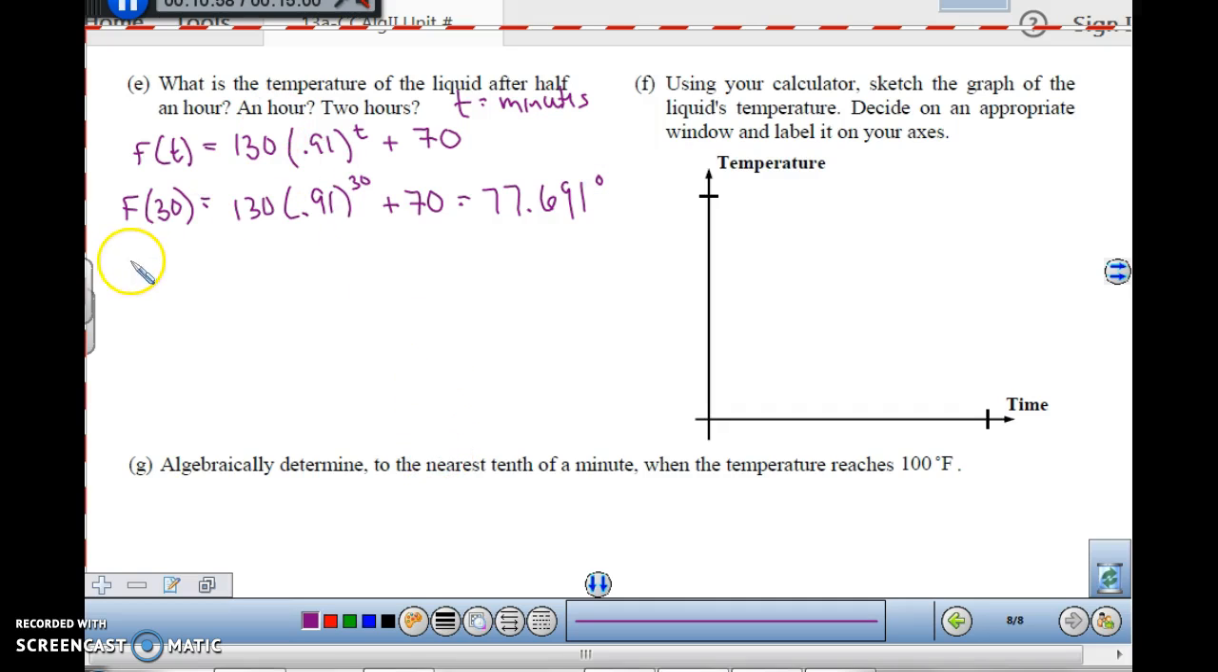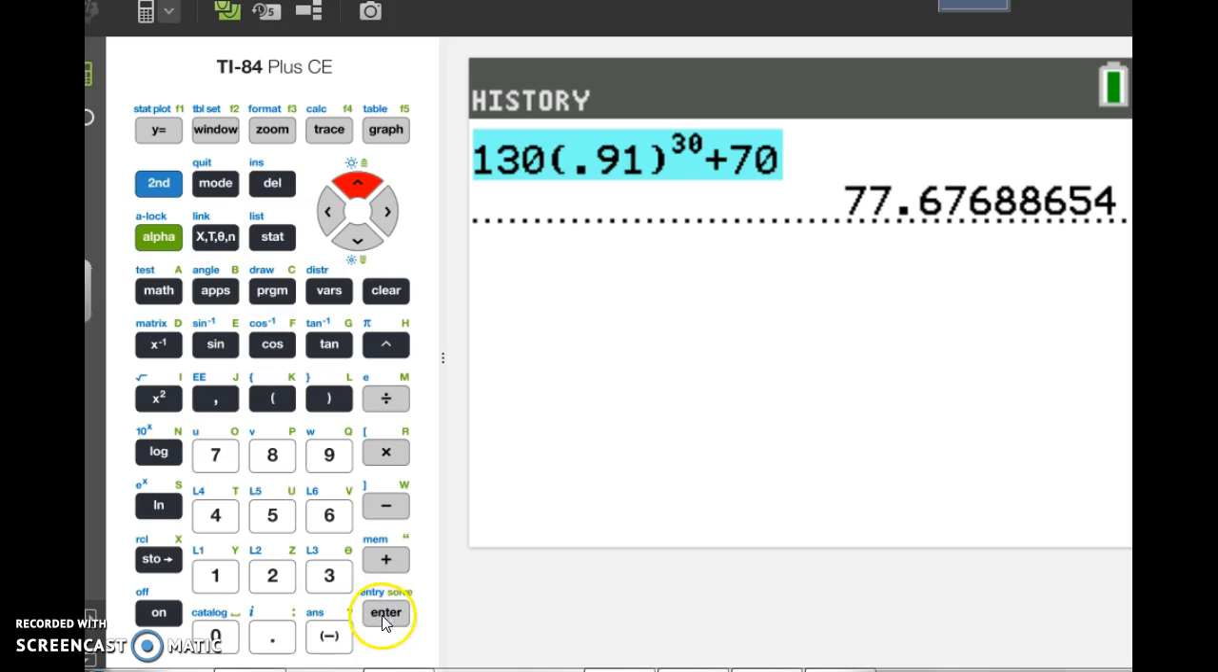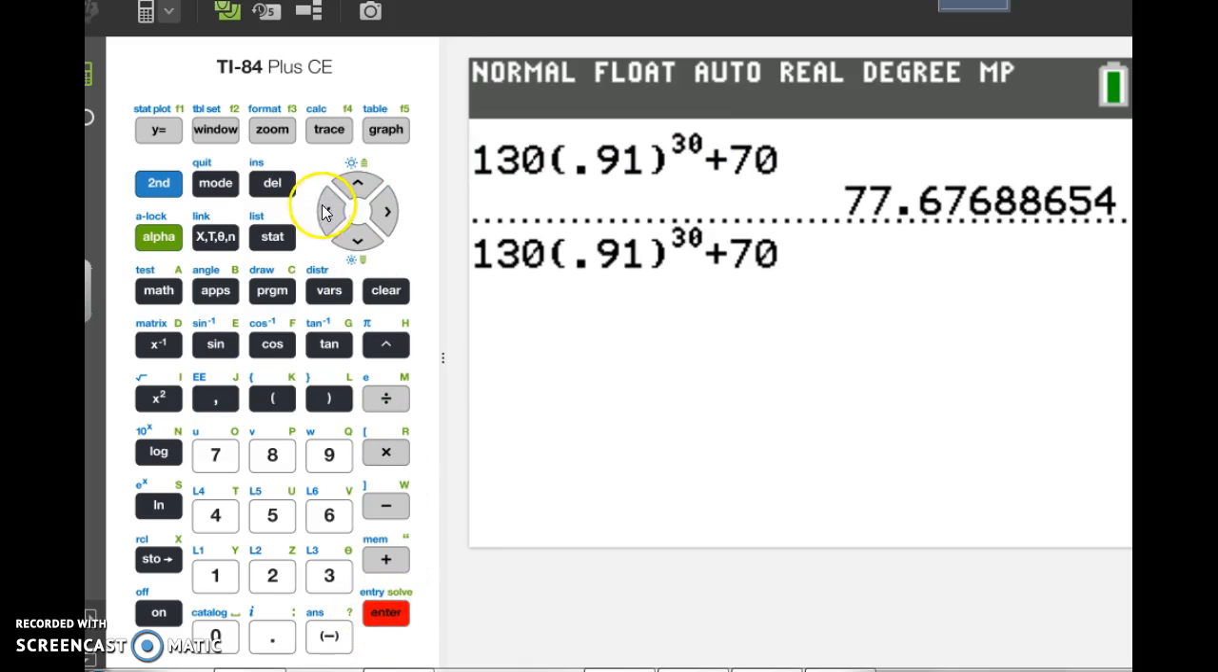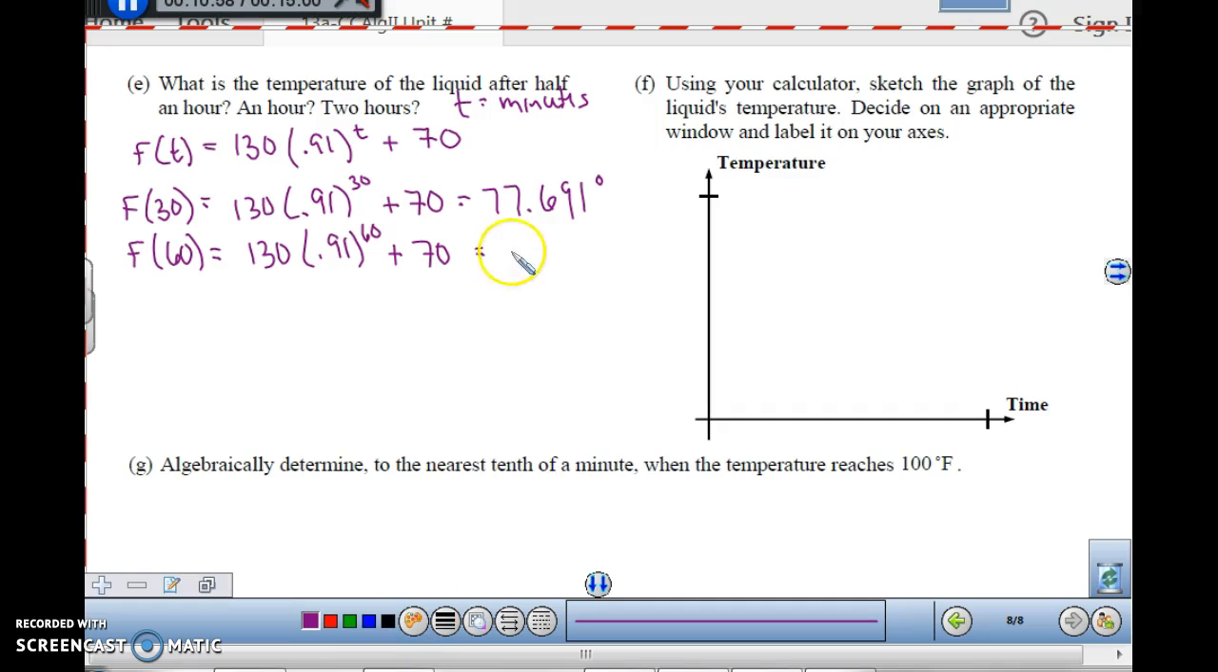All right, what would it be after an hour? That would be f of 60. So that would be 130 times 0.91 to the 60th plus 70. Now if I go to my calculator, I just have to take this equation and change 30 to 60. I'm going to go up here and grab that one, back up and change 30 to 60. Press enter. And now it's at approximately 70.453 degrees.